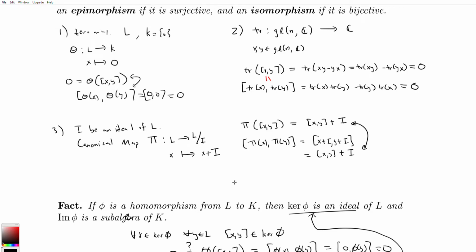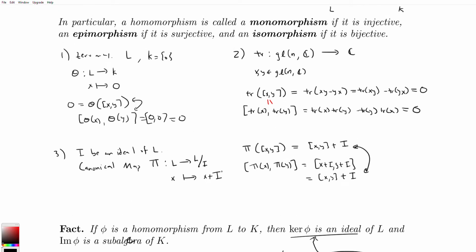Now by a similar proof, we can see that the image of phi is a subalgebra of K. So let's come back up to here and see what the kernels of these maps are. Okay, so in the first example, I hope it's trivial. The kernel is L here. So the kernel of theta is equal to L. In the second example, well, this map is the trace map, and so what are the matrices that have trace 0? Well, by definition, that's sl_n(C), right? So our kernel of the trace is equal to sl_n(C). Okay? And then lastly here, for the canonical map, the kernel is just your ideal. So the kernel of pi is equal to the ideal. Okay? And I hope that's also straightforward.